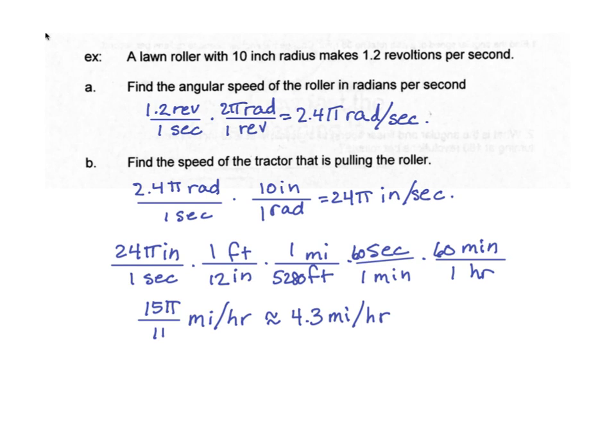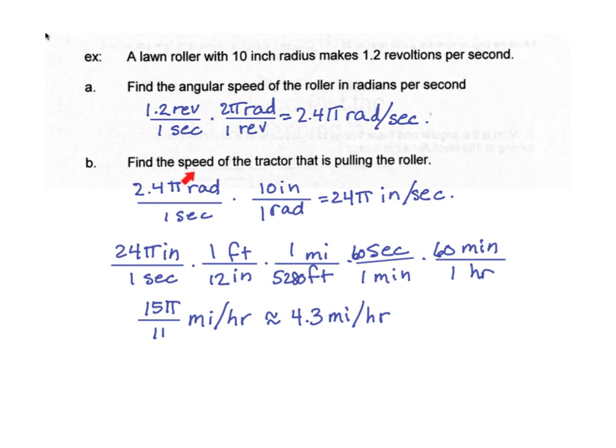Okay, here's my answer. So in the first part, it says, what's the angular speed of the roller in radians per second? I have 1.2 revolutions per second. I need my revolutions to cancel. So if the revolutions are on top, the revolutions to get it to cancel need to go in the denominator on the bottom. And in one revolution, I have 2 pi radians. We multiply across. 1.2 times 2 is 2.4 pi. And again, this is radians per second. That's what it asked for. In part B, I want to know the linear velocity of the tractor.